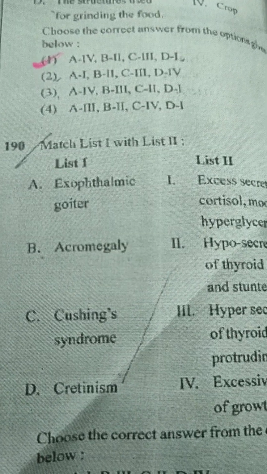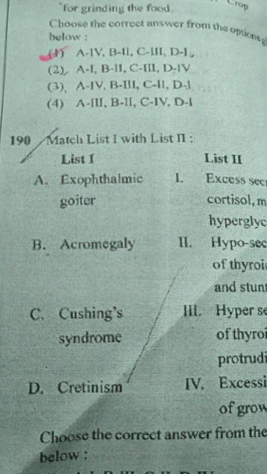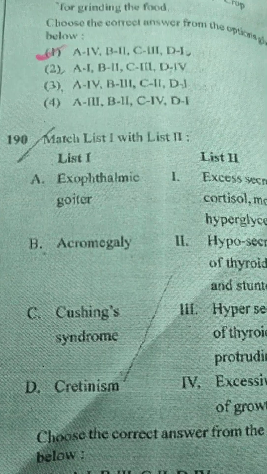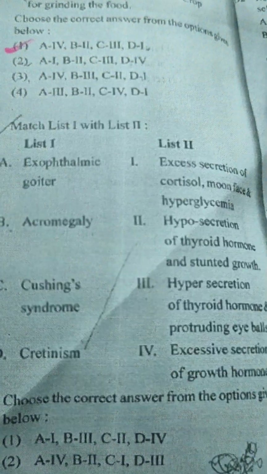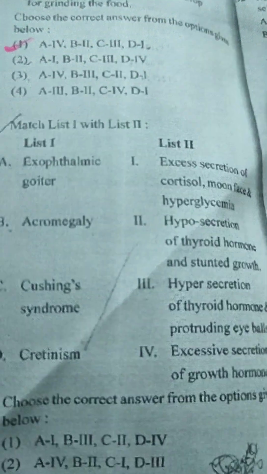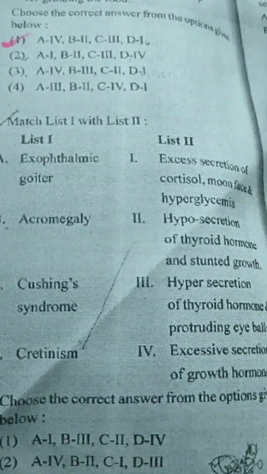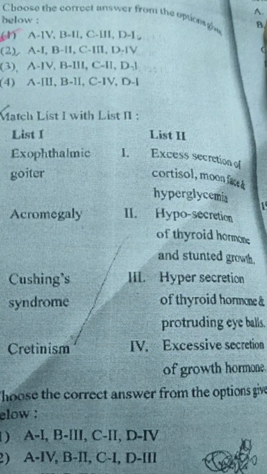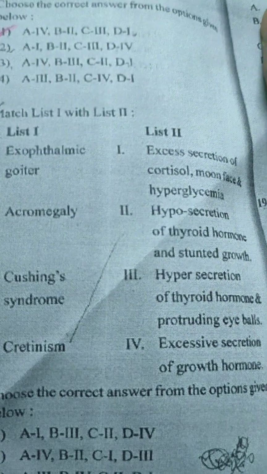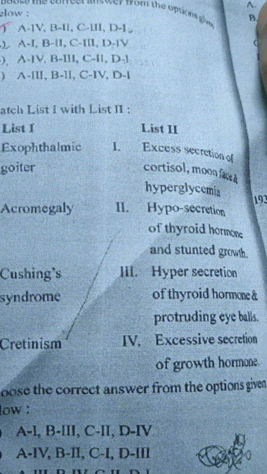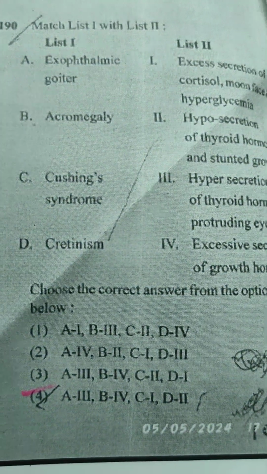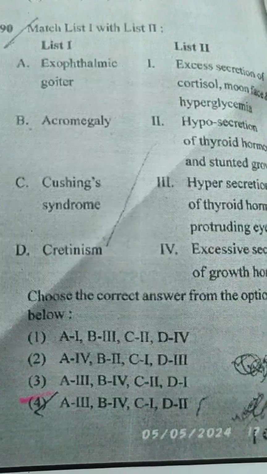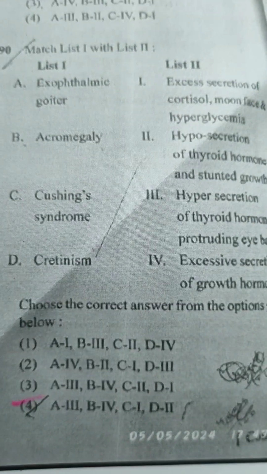List 1: A. Exophthalmic goiter, B. acromegaly, C. Cushing syndrome, D. cretinism. List 2: 1. Excess secretion of cortisol, moon face, hyperglycemia. 2. Hyposecretion of thyroid hormone and stunted growth. 3. Hypersecretion of thyroid hormone and protruding eyeballs. 4. Excessive secretion of growth hormone. Correct answer is 4: A3, B4, C1, D2.